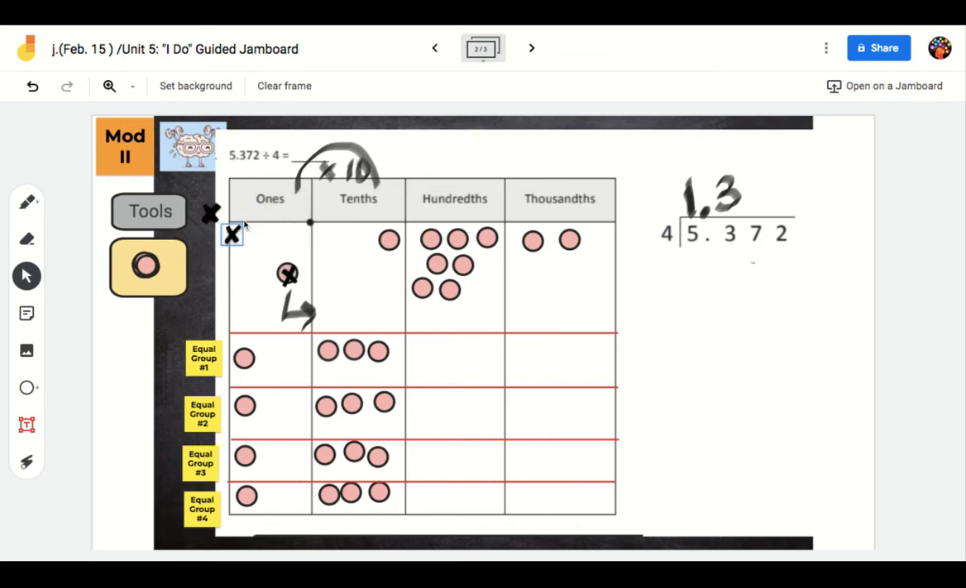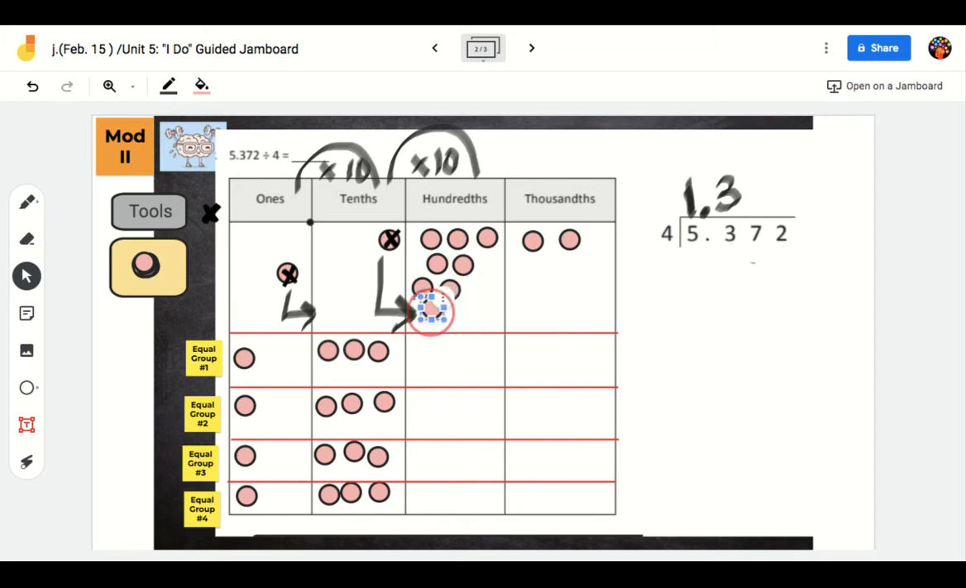Break it up. Bring it over times 10 because we're going to the right. Let me bring 10 over. Whatever remainder you have, you've got to break it up and bring it over.